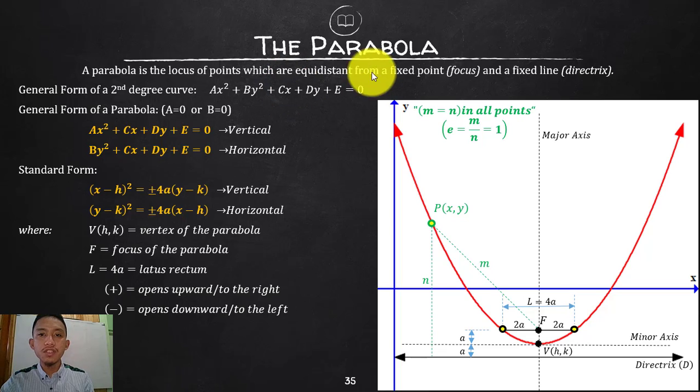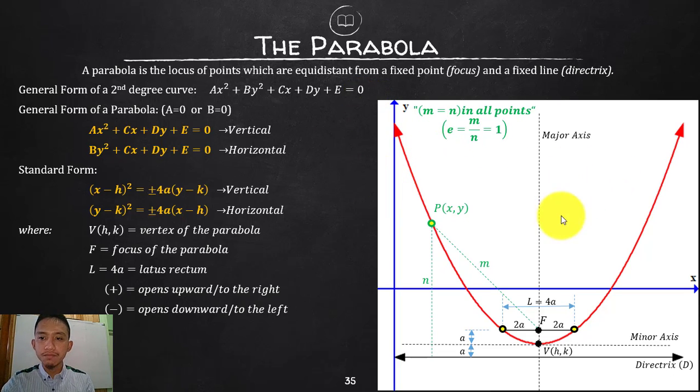is having a point which is always equidistant. Equidistant means the distance is equal. So the distance of any point on this parabola to the focus and the distance from that point to the fixed line, which is the directrix, is equal. It's always equal, equidistant. That is the explanation why the ratio is equal to 1.